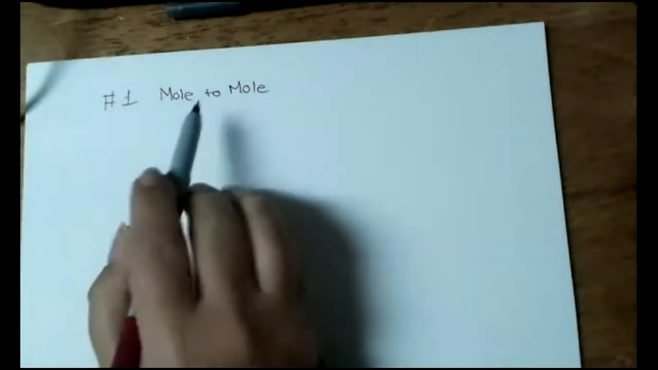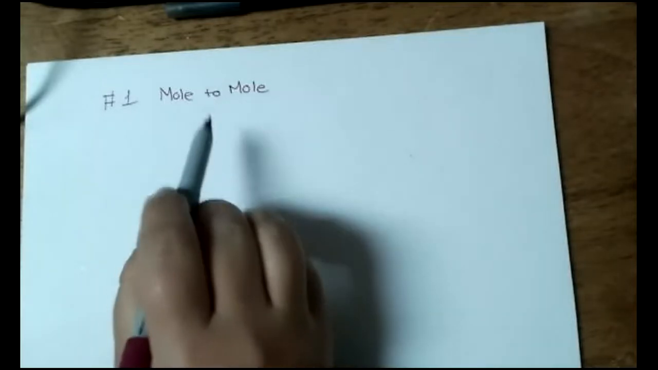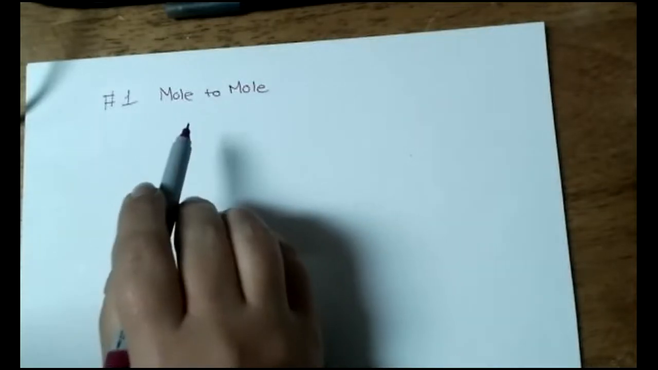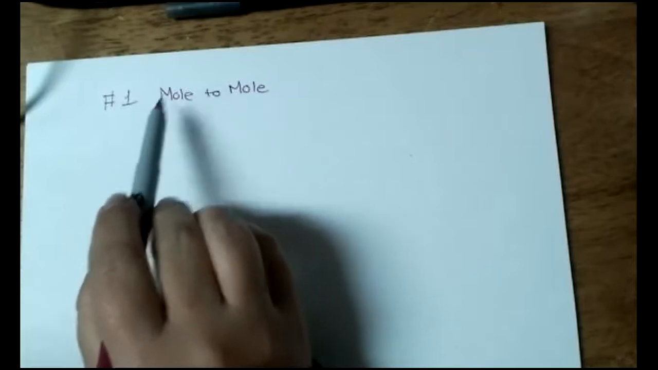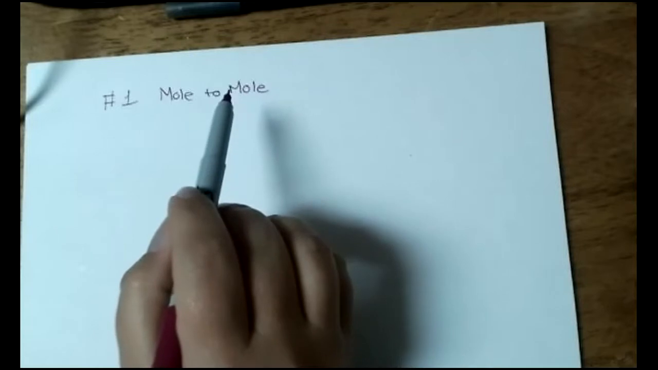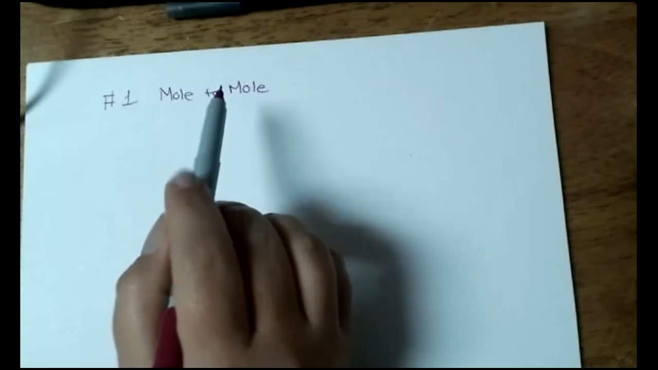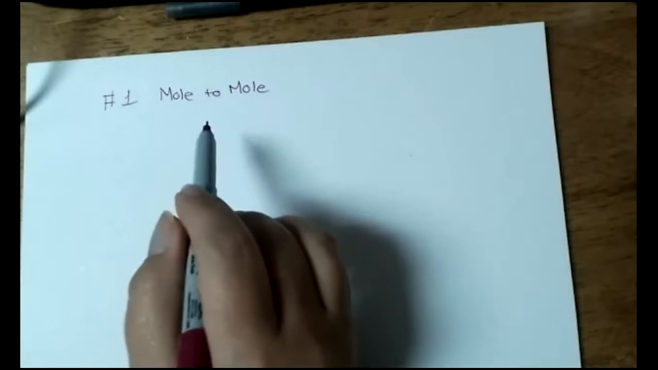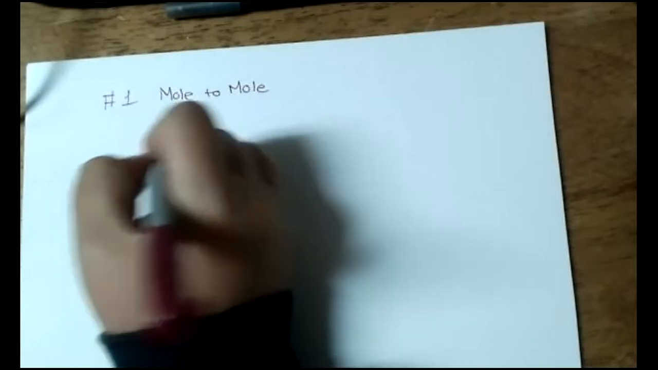Problem type number 1 is a mole-to-mole problem, okay? So basically, we're going to convert from one mole of one substance to a mole of another. Now, we've converted from grams to moles, moles to grams, but we've never converted from moles of one substance to a mole of another substance. And you're probably thinking, well, how in the world are we going to do that anyway? Well, to do that, we're going to have to use a reaction, okay? So we're going to use this reaction of aluminum oxide. We're going to decompose aluminum oxide.